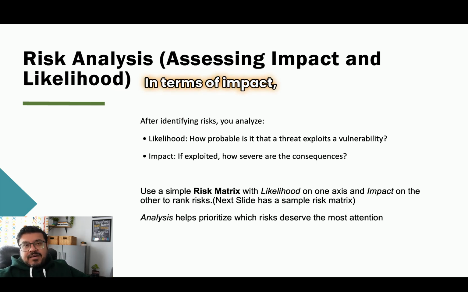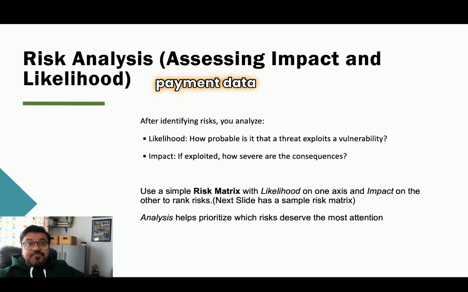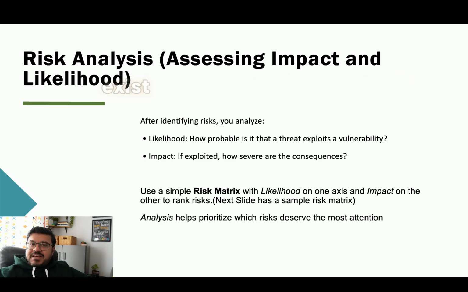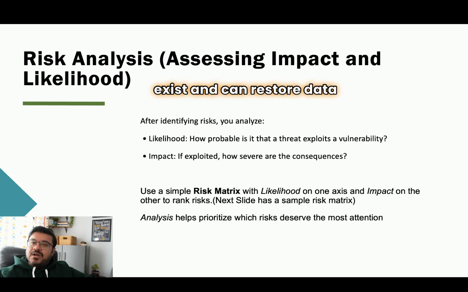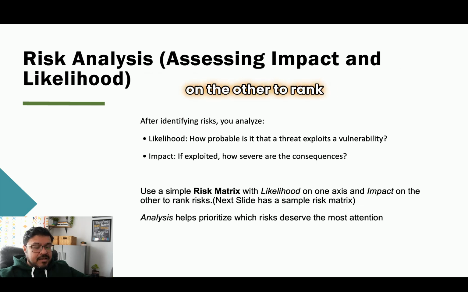In terms of impact, a successful hack that steals payment data could cause severe financial and reputational damage and regulatory fines, which is a high impact. While an internal user accidentally deleting customer data has a medium impact if backups exist and can restore data quickly. The risk management team uses a simple risk matrix with likelihood on one axis and impact on the other to rank risks, something like this.